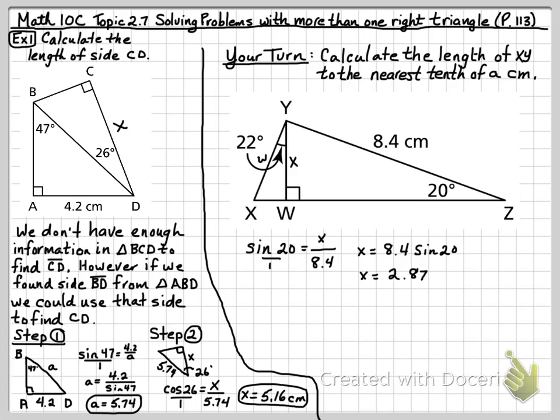And as I said, now we're going to look at W, side W. That's the side we really want to find. So we're going to say now the cosine of 22 from the angle Y is going to be 2.87, the adjacent, over W, the hypotenuse. W then is going to be 2.87 divided by the cosine of 22, and W is 3.09, or 3.1. And that's how you do it.